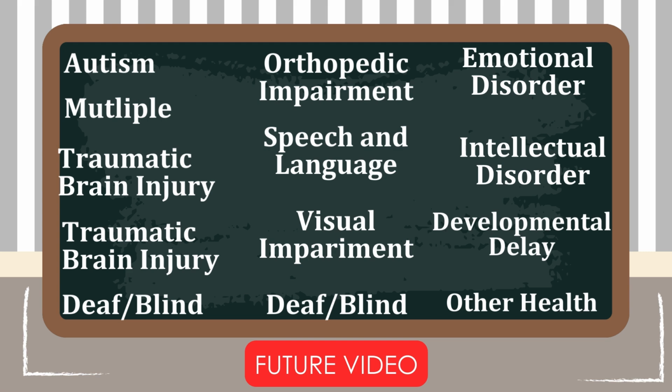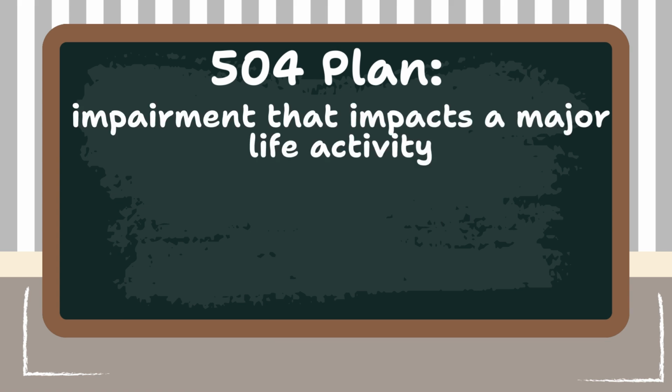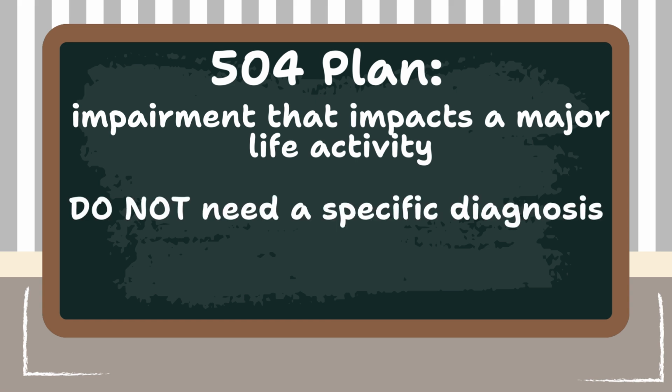In contrast, the 504 plan has a very broad criteria to qualify a student. The law says the student must have an impairment that impacts a major life activity. You don't need a specific diagnosis to qualify. The criteria is very broad and vague.